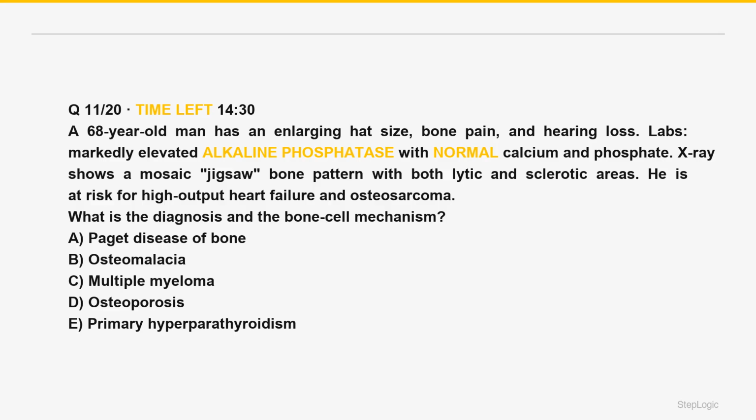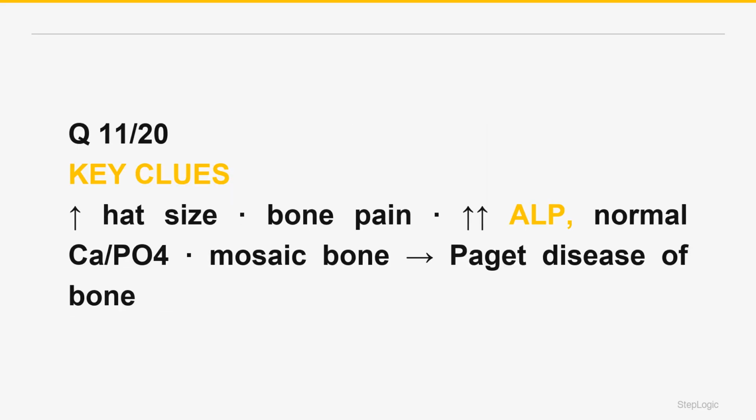Read the command. Diagnosis and bone cell mechanism. Enlarging hat size, bone pain, high ALP, with normal calcium and phosphate, mosaic bone. Paget disease, excess osteoclast and disorganized osteoblast remodeling. This is Paget disease of bone, a disorder of disordered bone remodeling in older adults.